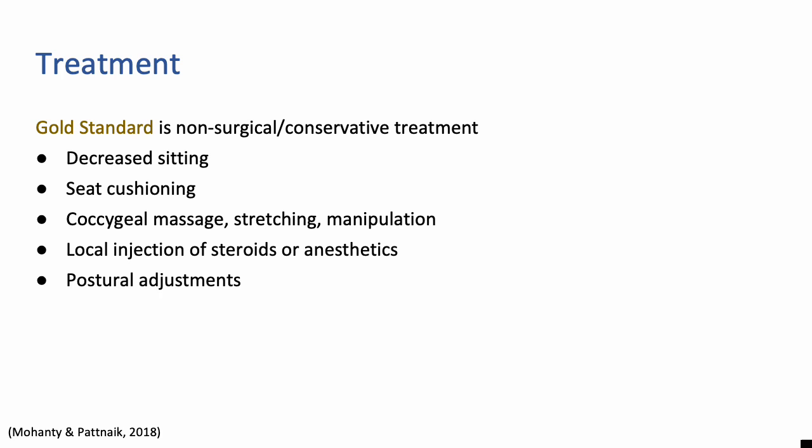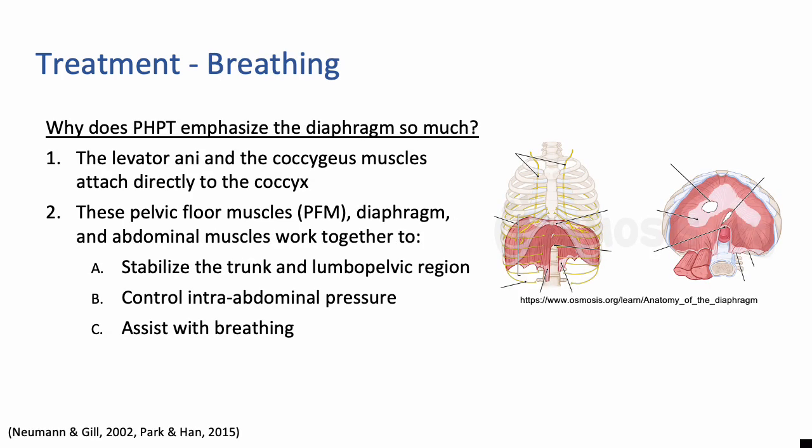So the gold standard is conservative treatment. So that's going to include decreased sitting, seat cushioning, coccygeal massage, stretching, manipulation, mobilization, injections or anesthetics, and then postural adjustments. So for the first treatment we'll look at is breathing.